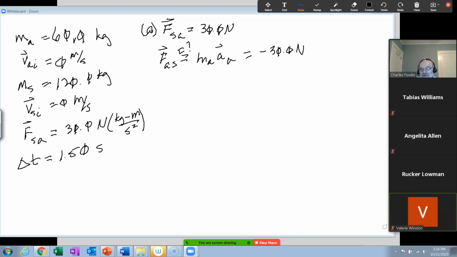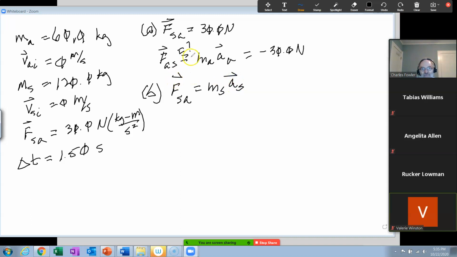Now we still haven't used the delta T, so don't get bent out of shape. The second part of the question, the B part, says compare the acceleration on the astronaut to the acceleration on the spacecraft. Since this is a spacecraft, we'll do force of astronaut on spacecraft is equal to mass of the spacecraft times acceleration of the spacecraft.